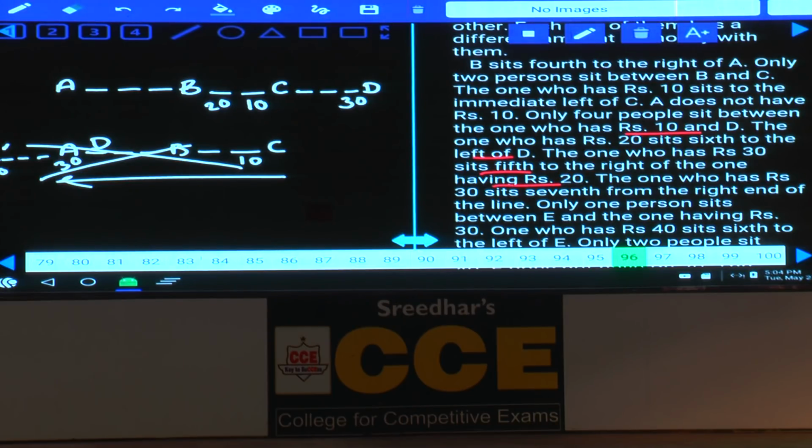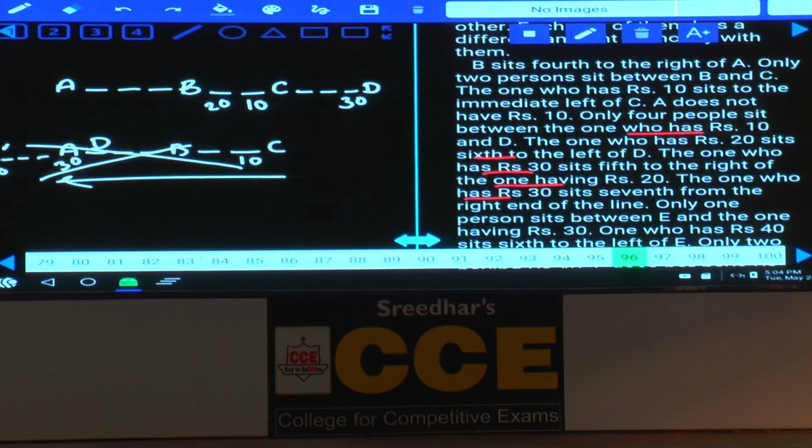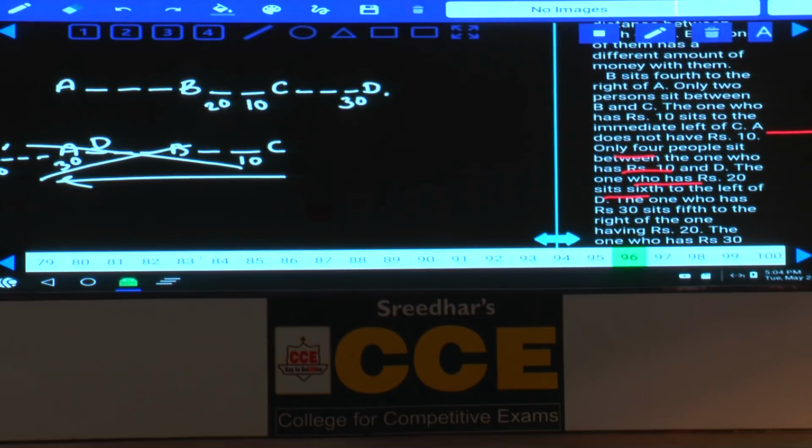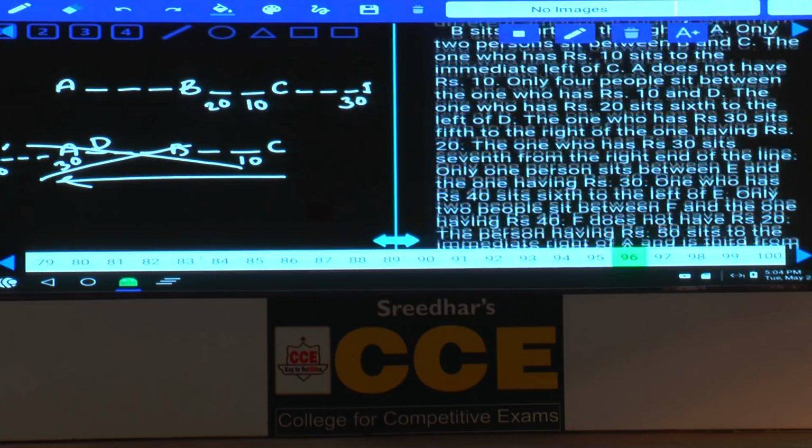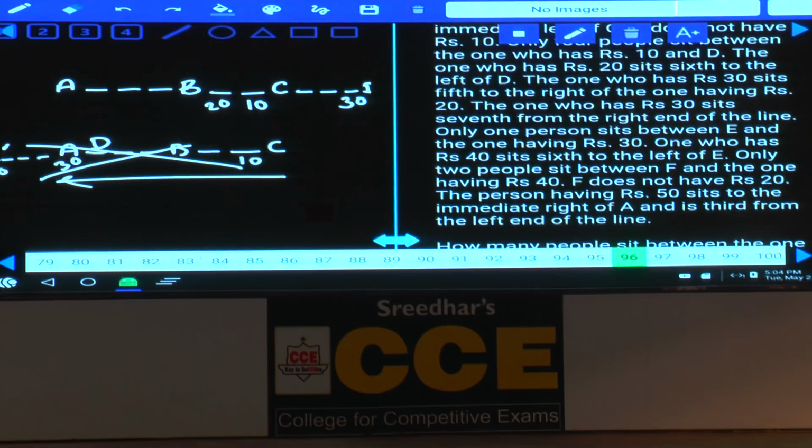Now according to this one, the one who has 30 rupees sits 7th from the right end of the line. D is already there. How many more persons were there? 5 more. 5, 6, and 30. The person who has 30 is 7th from the right end of the line.